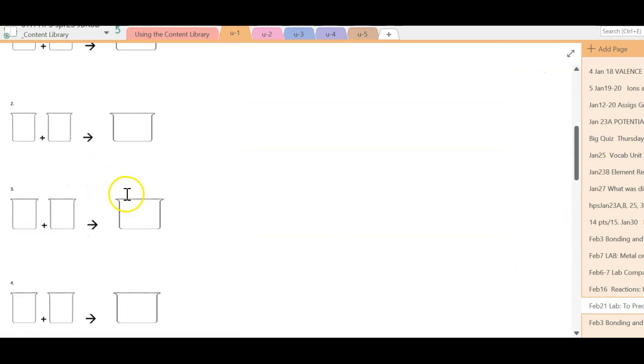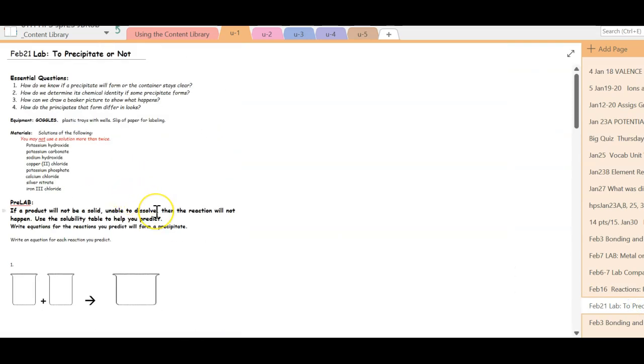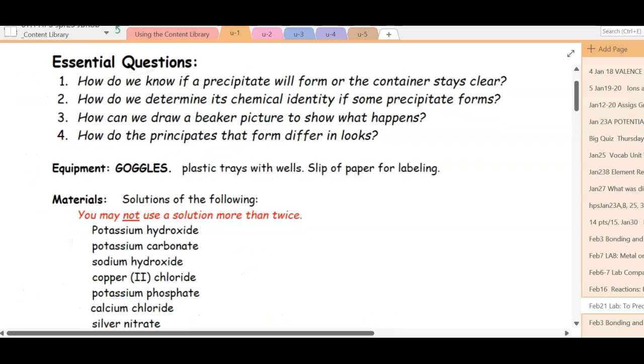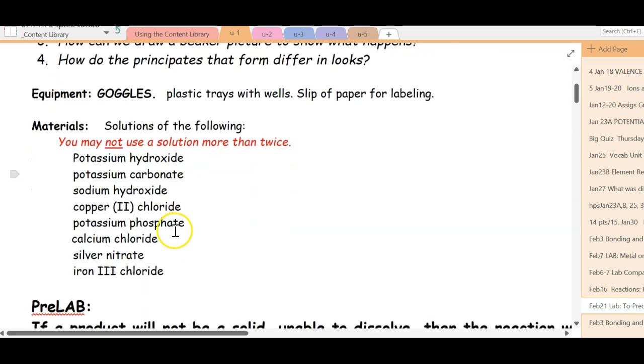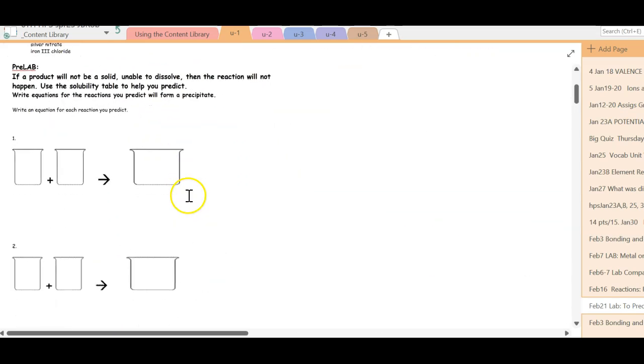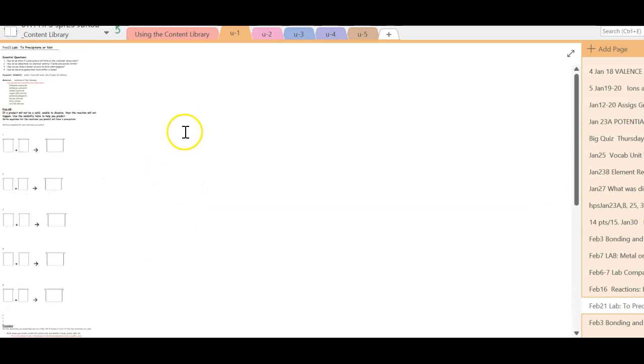To precipitate or not to precipitate. All right, so this is the one where I gave you many solutions and you had to decide which ones to pour together. And the way you decided that was by the activity series of metals.